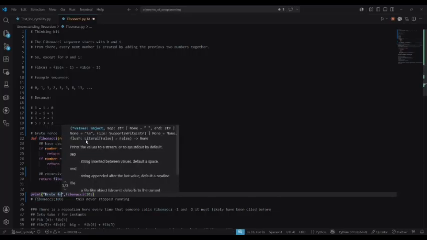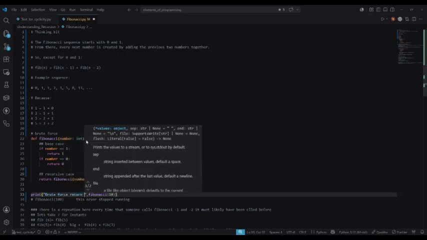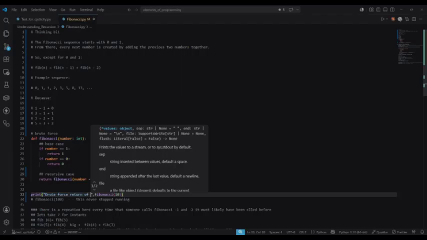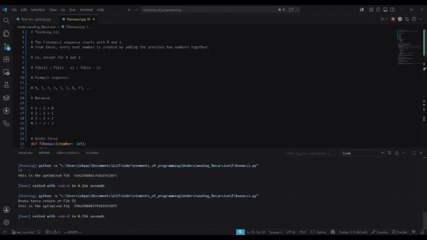Brute force, return of fib, whatever. But yeah, brute force return of fib. So you see 55, and that is this thing.